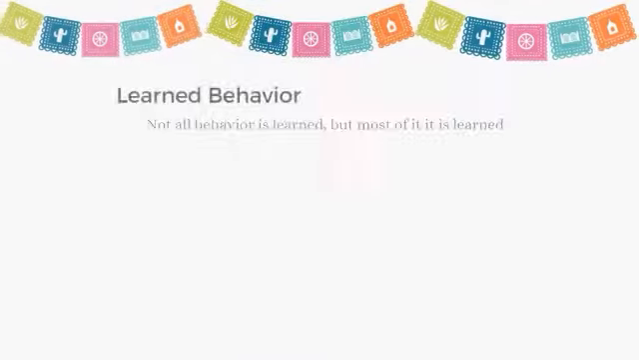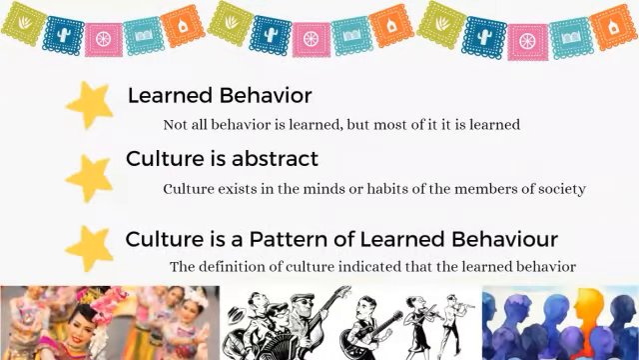Characteristics of culture. First, learned behavior. Not all behavior is learned, but most of it is learned. Combing one's hair, standing in line, telling jokes, criticizing the president, and going to the movies all constitute behaviors which had to be learned. Sometimes, the terms conscious learning and unconscious learning are used to distinguish the learning. Also, learned behavior is learned through some past experiences.